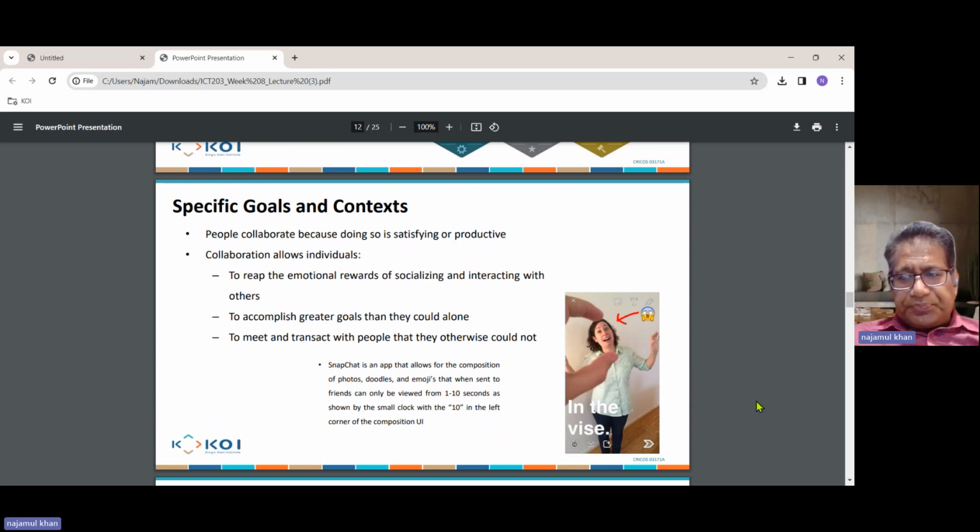Okay, let's keep moving here. Now this is the task, where we are living in an increasingly networked, collaborative world, where the importance of collaborative tools is extremely high. In terms of how we meet and transact with people that otherwise we can't, let's say Snapchat is one of these apps that allows for the composition of photos, doodles, emojis, which when we send to friends can only be viewed for 1 to 10 seconds, as shown by this small clock with the 10 in the left corner of the composition. So guys, this is how it can be seen. Different things are happening, different ways of collaboration. This is again the job of a designer, to design something that will meet the requirements of one of the social media platforms such as Snapchat. We talk about others as well.